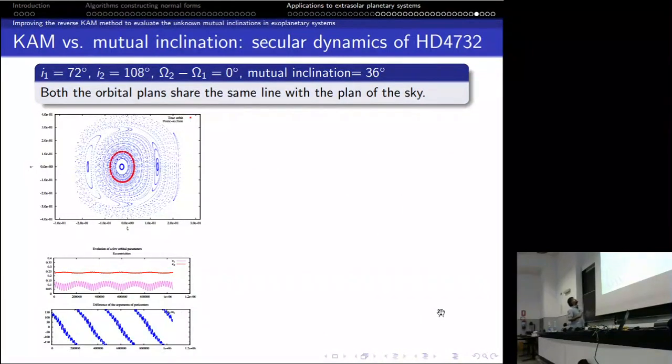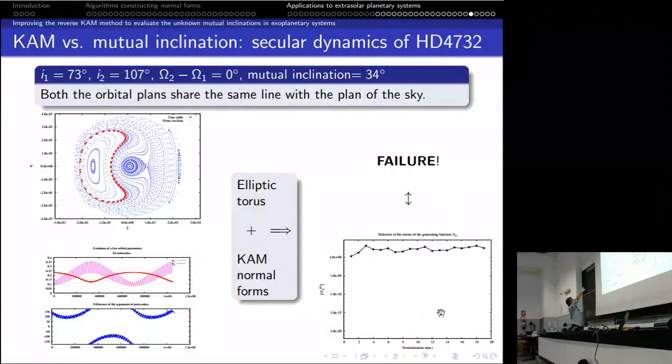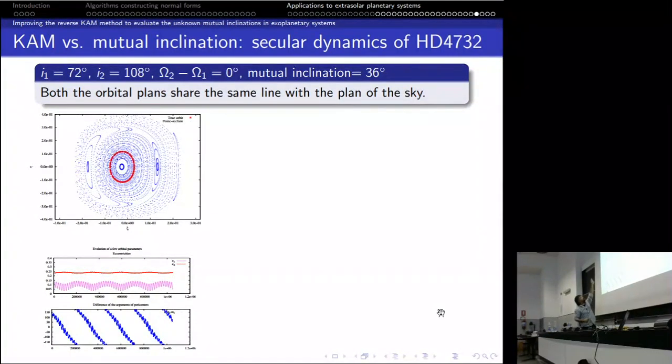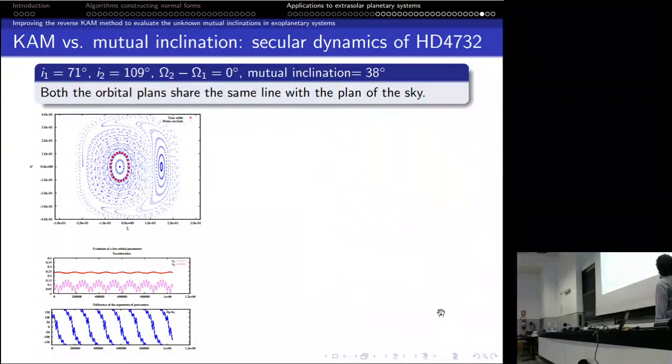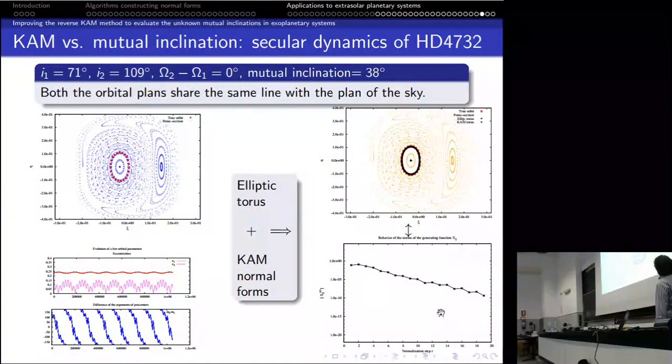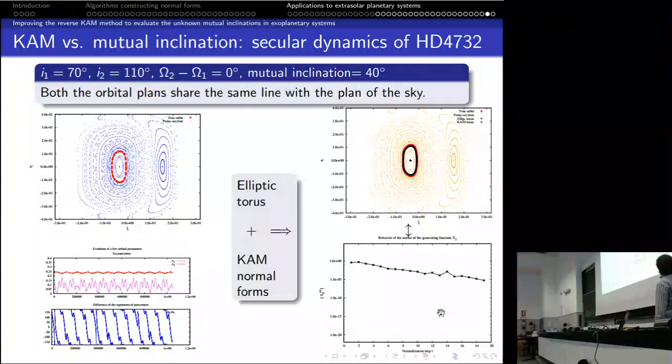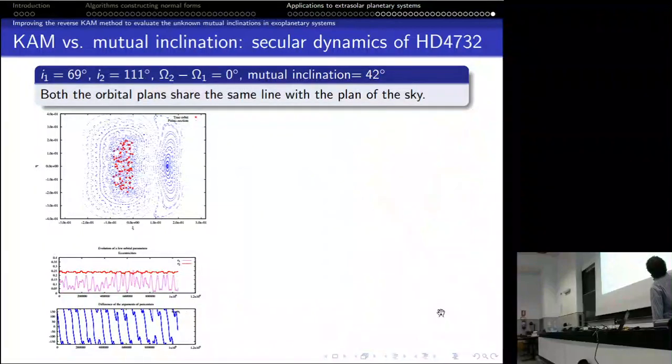Okay, and now at 36 degrees, look, there is a change of structure. Here you have still the libration. Now you have the rotation around the origin. It means that your angles, the differences of the pericenters, are now rotating. And I'm very proud that the procedure restarted to work. So it can locate also in a rather precise way the invariant torus with that value of the mutual inclinations, also for 38. And then for 40, it more or less fails.